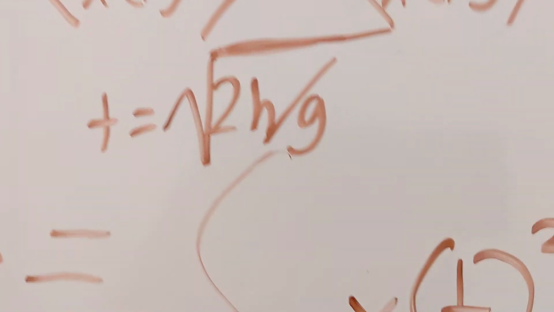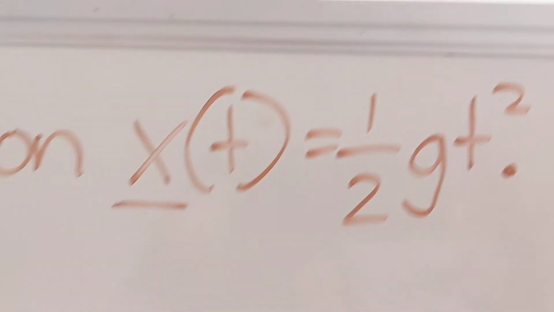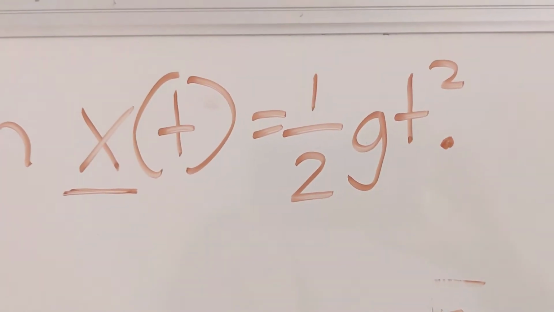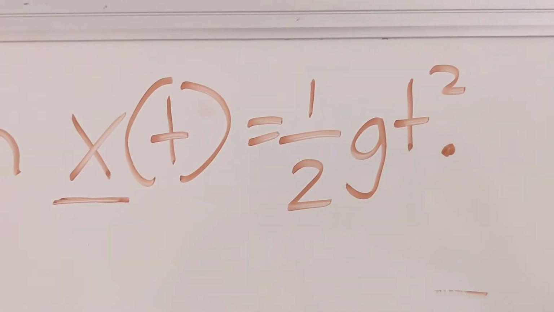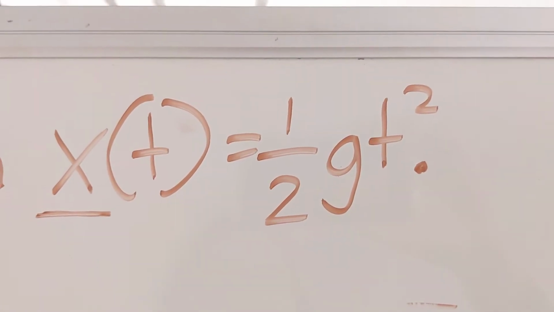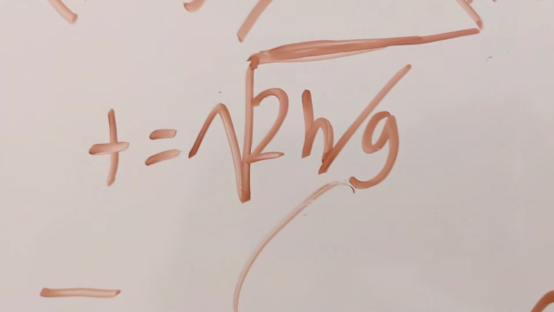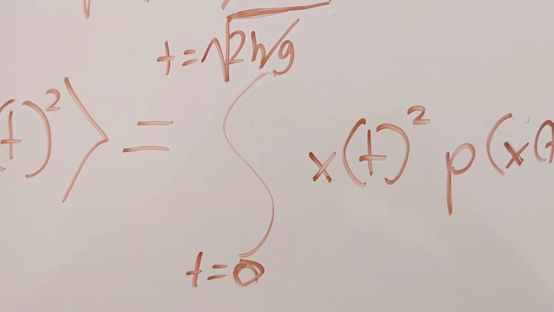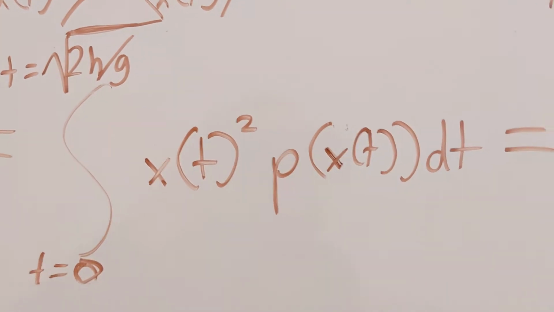You can calculate the total time by simply going back to the original function here, and we know that the rock will hit the bottom at a distance h. So plugging in h for x and solving for t, this will give us the total time that the rock is in the air. So this is the total time calculated. Now we're finding the integral of this function over that entire time.